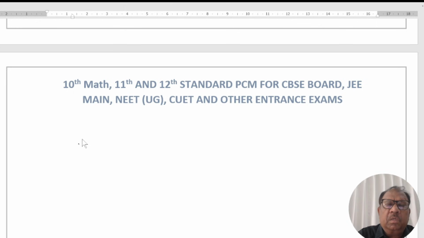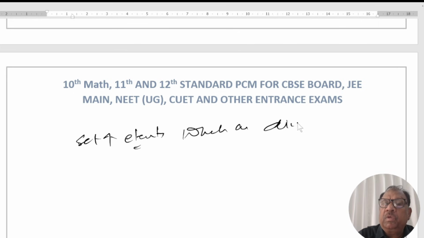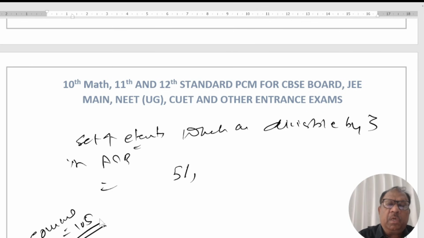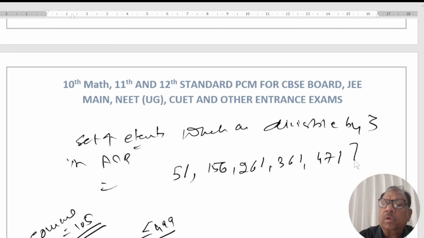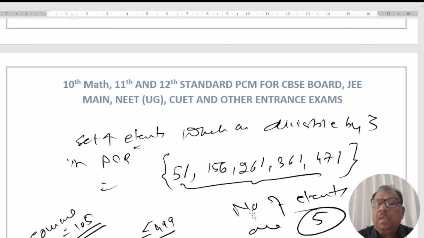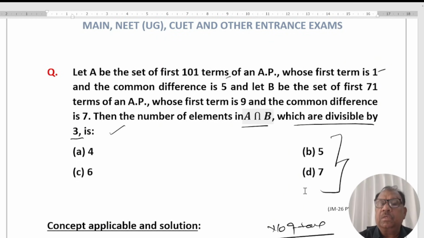So the set of elements which are divisible by 3 in A intersection B: 51 will be the first term, and the common difference is 105. Adding 105, that is 156. Now what is the maximum limit? It should be less than 499. 156 plus 105 is 261, next 366, next 471. So the number of elements which are divisible by 3 in A intersection B are 5. Correct answer is B. Right? Next question.